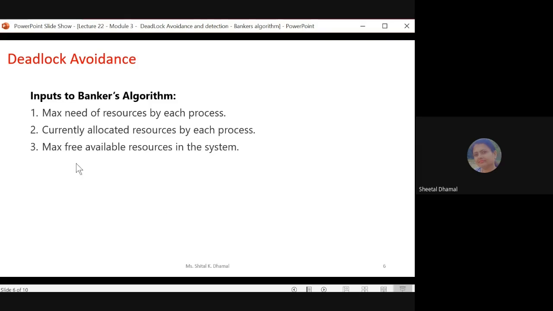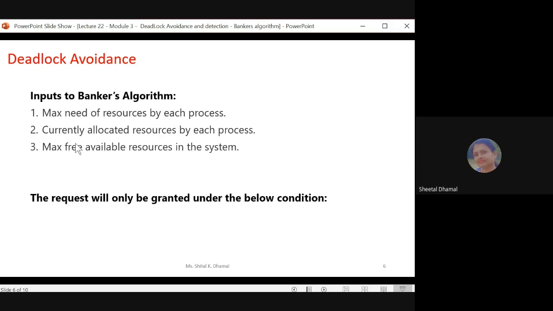So here, while providing input to the banker's algorithm along with the currently allocated resources, we're providing the maximum number of free available resources in the system. That input is also given to the banker's algorithm.